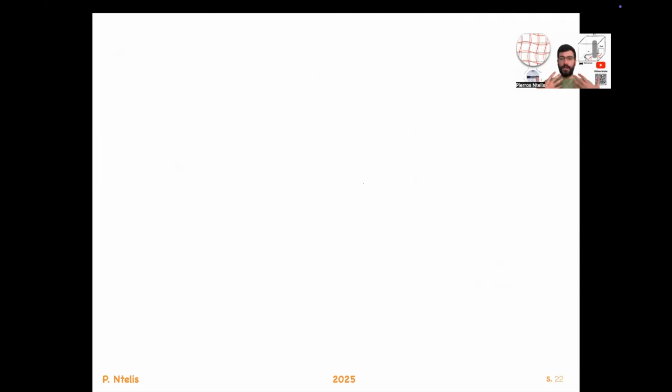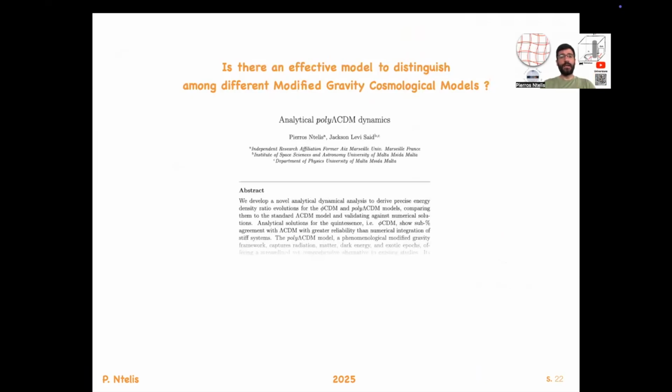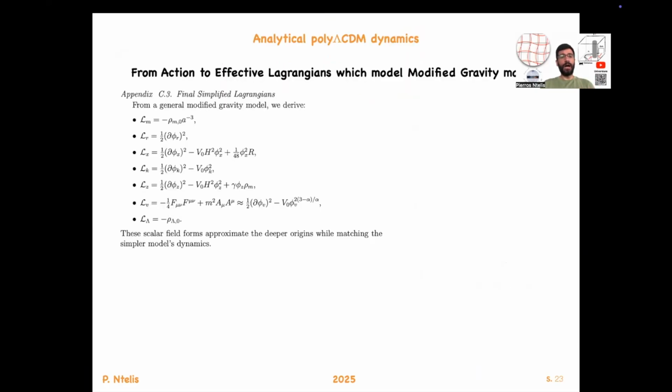Now let's go to a further study. We asked ourselves, is there an effective model to distinguish among different modified gravity cosmological models? And it turns out the answer is yes. We have built this analytical polyλCDM dynamics and the polyλCDM model. And how did we build that? We have used an action with effective Lagrangians, which model modified gravity models.